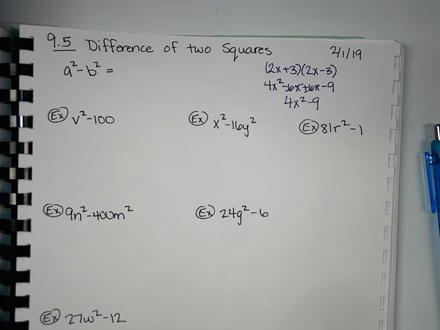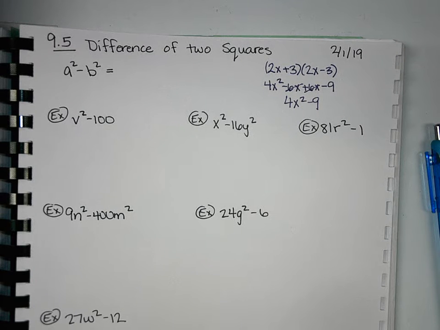Okay? So the pattern that we're learning today is called difference of two squares, meaning you have to have perfect squares in order to use it. So one of the first things you're going to look for is, are your numbers perfect squares? So do you guys remember what numbers are perfect squares?